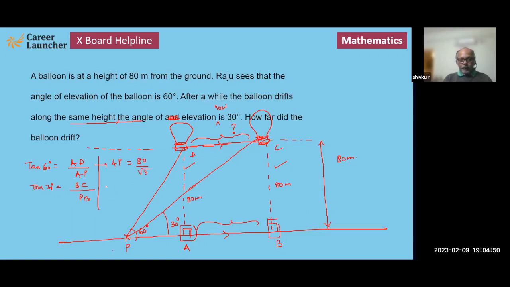Similarly, if we talk about PB, right, BC by tan 30, so it will be 80 into √3. So how do I find out this distance? It is nothing but the distance AB is equal to BP minus AP, which is equal to 80 into √3 minus 1 by √3. So we'll get the answer as 160 by √3. So the answer is absolutely correct Yogesh, 160 by √3.